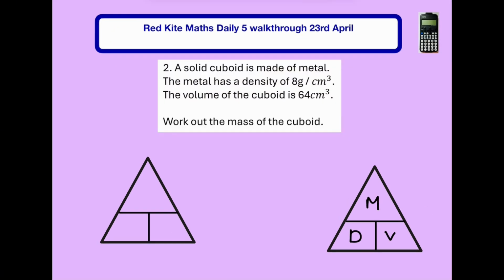A solid cuboid is made of metal, and the metal has a density of 8 grams per centimetres cubed, and the volume of the cuboid is 64 centimetres cubed. Work out the mass. So again, we're going to use our formula triangle, and to help remember which way around the density, mass and volume go, think of the M as a curly M and the V as a kind of curly one, and you get a bit of a heart going on.